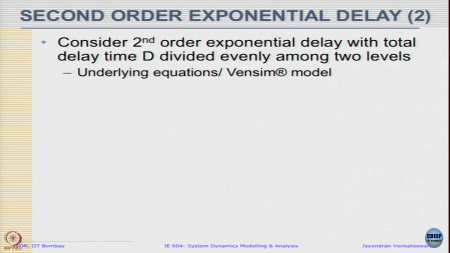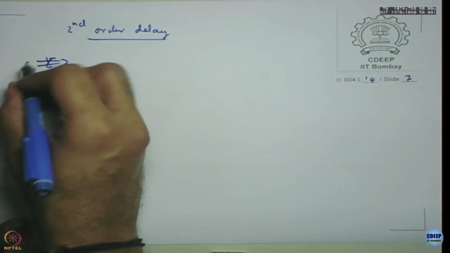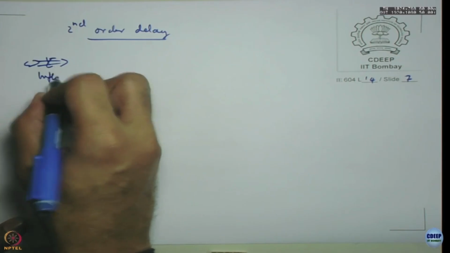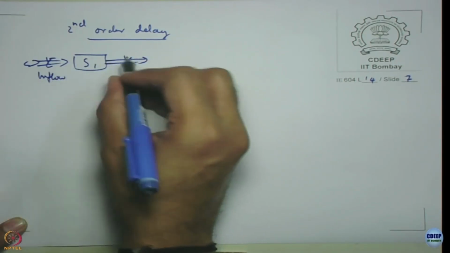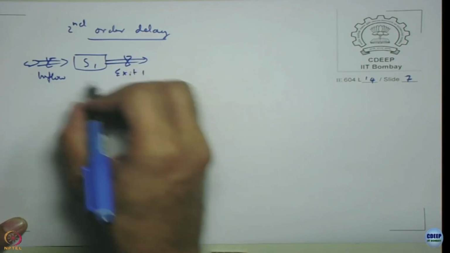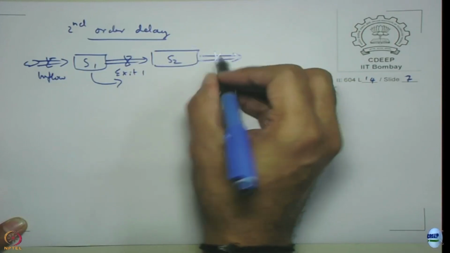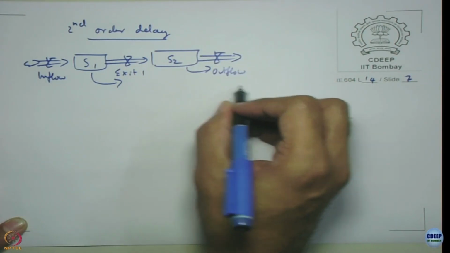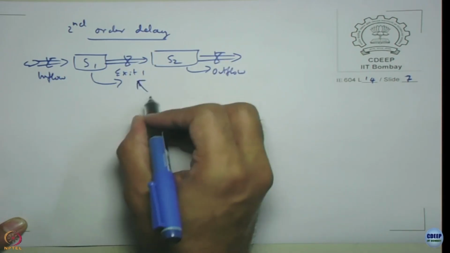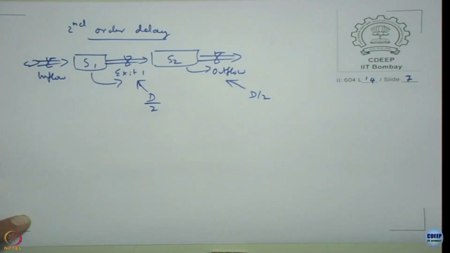So, if you want to model the second order delay, we just take inflow, stock 1, let us call it exit 1, stock 2, and this is your final outflow. This is affected by D by 2 and this is affected by D by 2.